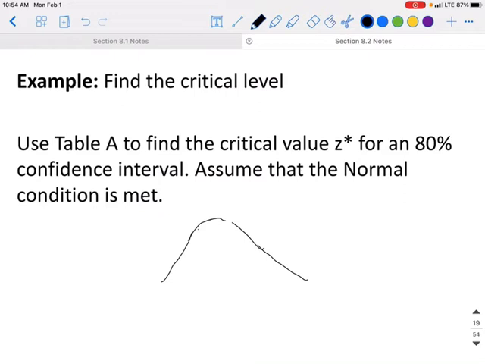and we want to catch the middle 80% of that curve, we know that there's 20% left on the two sides. Now, if we divide this by 2, we know there's going to be 10% left on each side. So the desired critical value z star is the point with an area of 0.10 to the right under the standard normal curve.